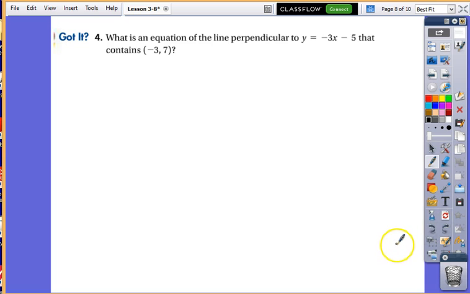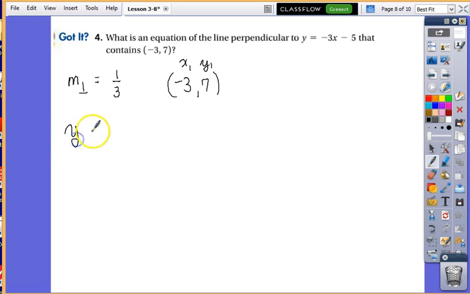All right, so hopefully you were able to do this okay. Let's take a look. I'm going to create a perpendicular slope. The perpendicular slope is formed by the negative reciprocal of this line's slope. This line's slope is negative 3. When I take the negative reciprocal of negative 3, I get a positive 1/3. And then, of course, I already have negative 3, 7 as an ordered pair. That will be my x1, y1. I've got a point and a slope, so I write the point slope form.